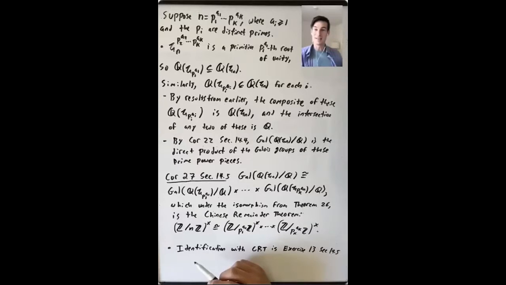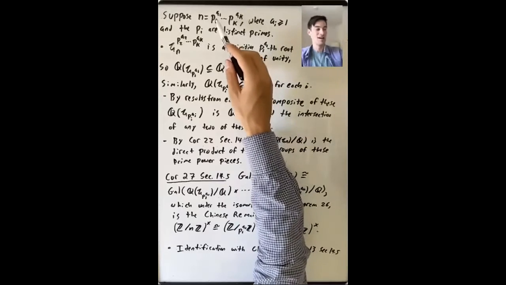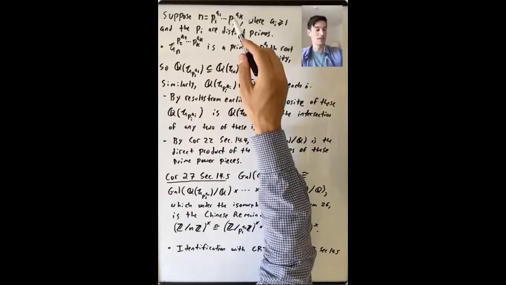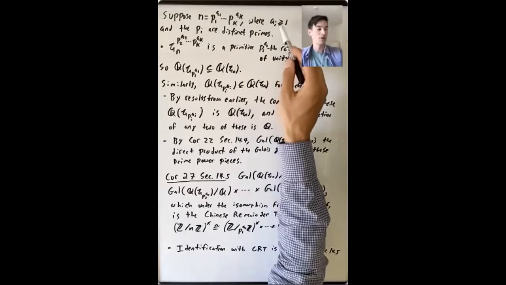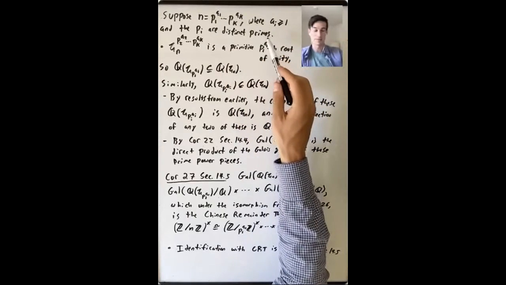In this last video, we're going to talk about the Galois group of Q adjoin zeta n over Q in terms of a prime factorization of n. So let's suppose that n factors into this product p1 to the a1 times pk to the ak, where each one of these exponents is a positive integer and the pi are distinct primes.